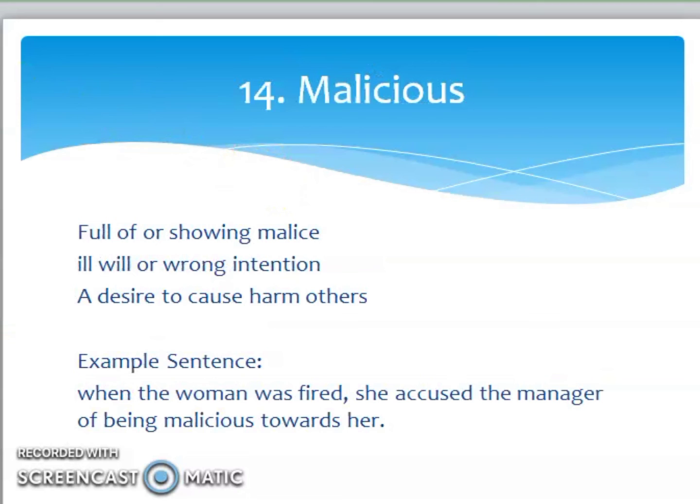Malicious, full of or showing malice, ill will or wrong intention, a desire to cause harm, is malicious. Now, the words ending with OUS are adjectives. It shows the quality of something. When the woman was fired, she accused the manager of being malicious towards her.